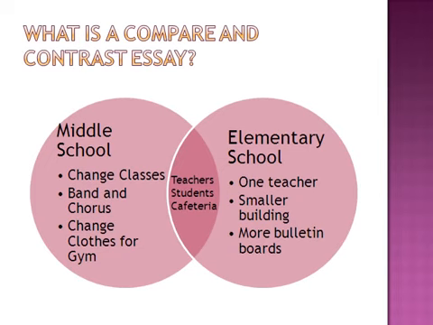You change classes, you have band and chorus, you change clothes for gym class. And then on the right side, the things that are unique about elementary school. In elementary school, you have only one teacher, you have a smaller building, and there's a lot more cute bulletin boards in elementary school. And then in the middle, we have space to write the things that are the same. So in both middle school and in elementary school, you have teachers, there are still students, and you still eat in the cafeteria. So that's a simple example, but it shows what the compare and contrast essay format should follow.